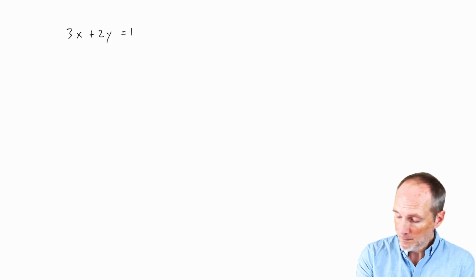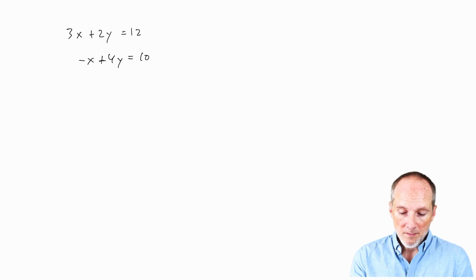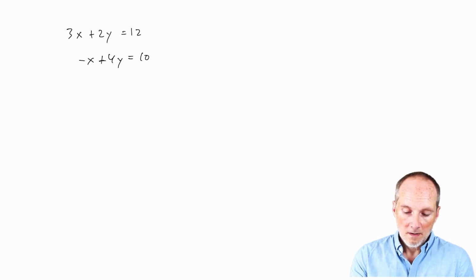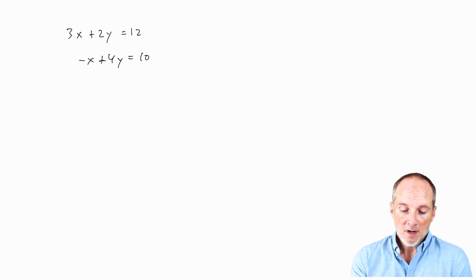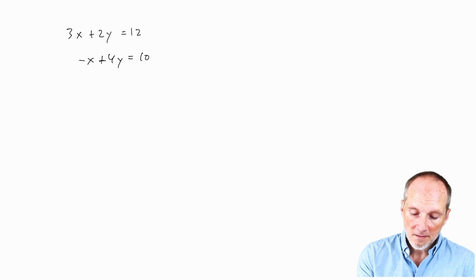And now our next equation will be minus x plus 4y is equal to 10. Now if we solve this, we're going to get two relationships. We already did that for the first equation. If we do it for the second equation, I would add x to each side, divide both sides by 4.